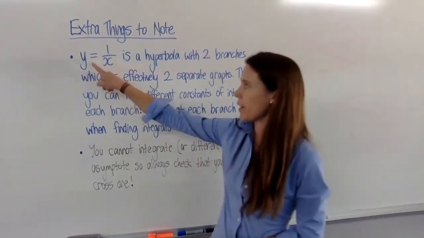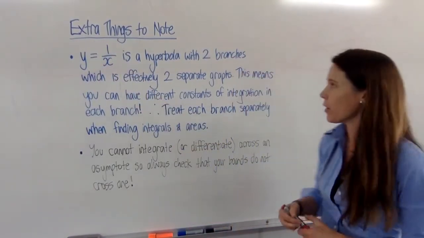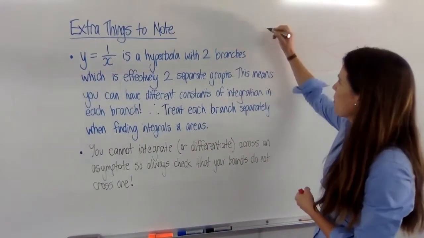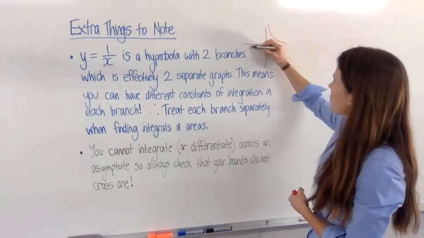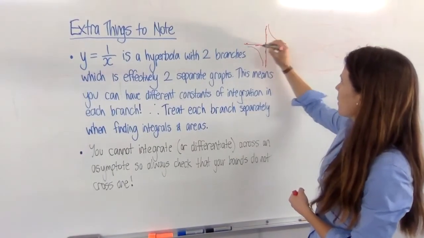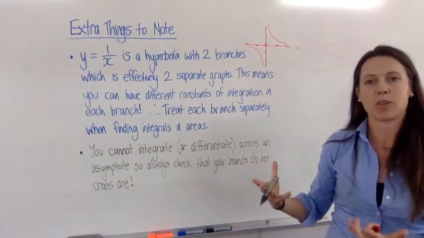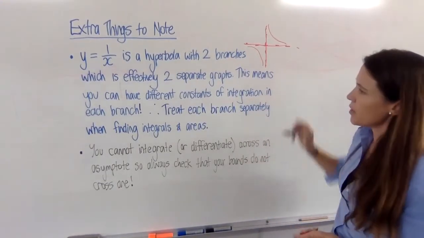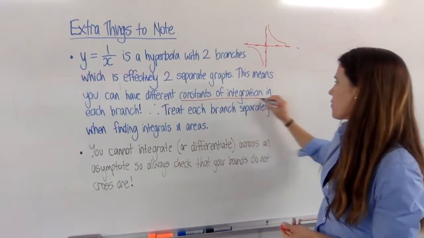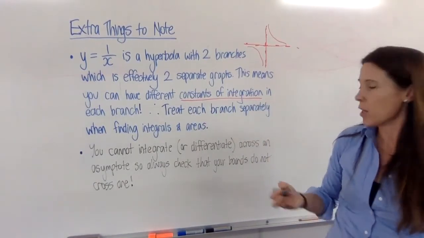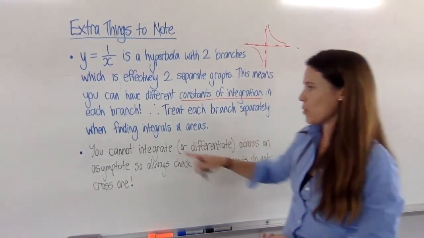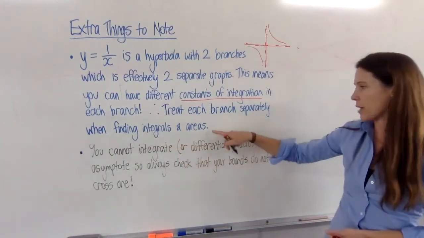We know that y equals 1 over x is a hyperbola, and it's got two branches. Remember that it looks something like this, with asymptotes here and here. So it's effectively two separate graphs when it comes to integrating. And this means that you can have different constants of integration in each branch. So treat each branch separately when you're finding your integrals and your areas.